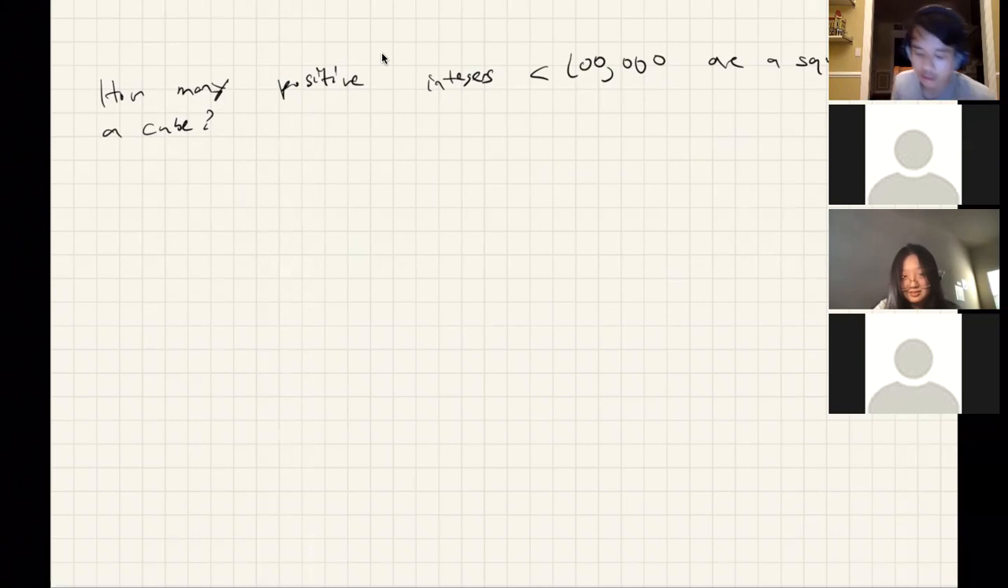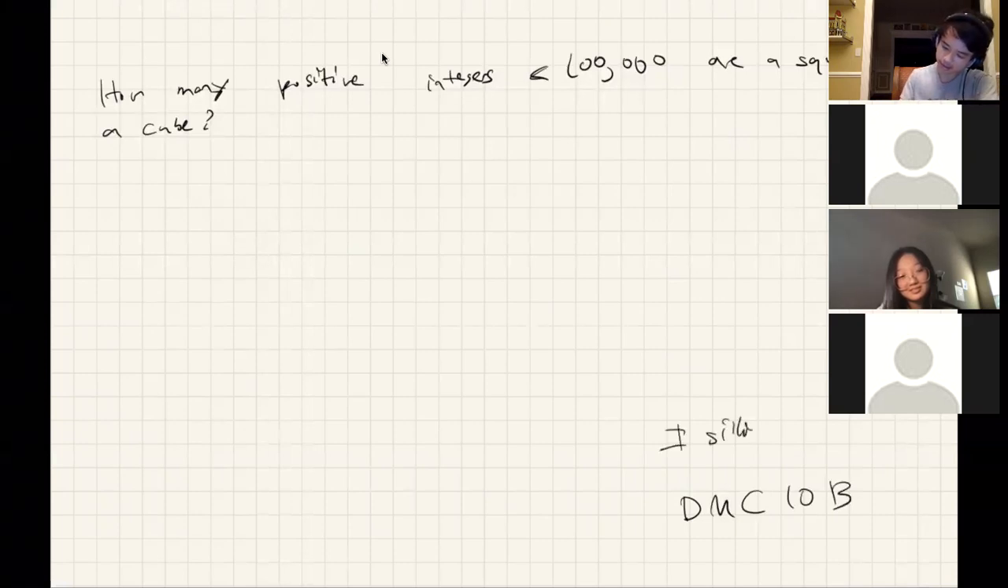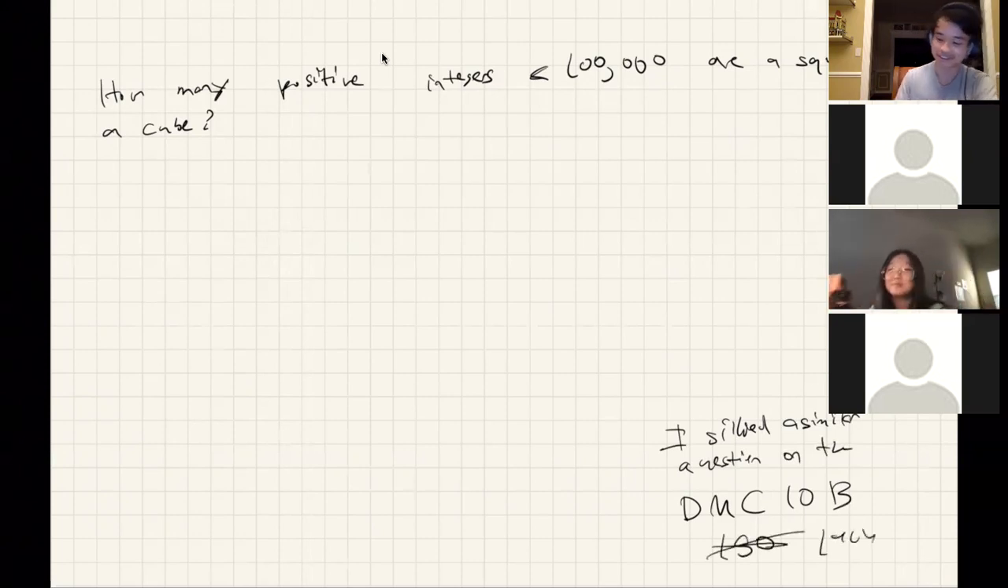So onto an example, right? How many positive integers less than 100,000 are a square or a cube? And I actually sillied a similar question on the DMC10B. Instead of getting a 150 out of 144, how tragic.